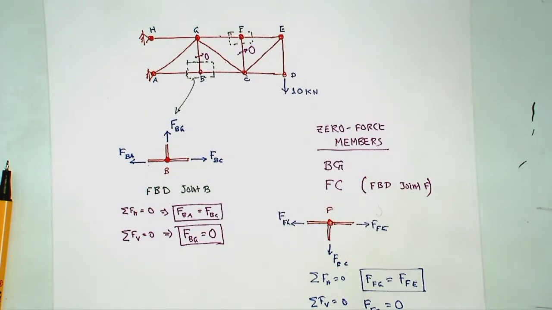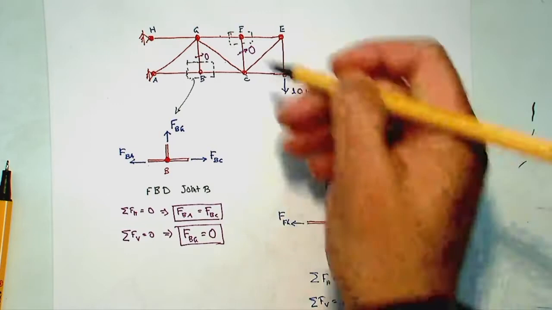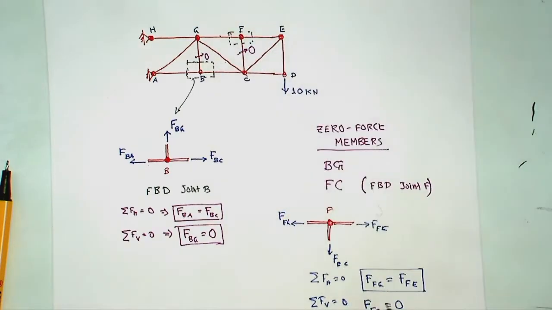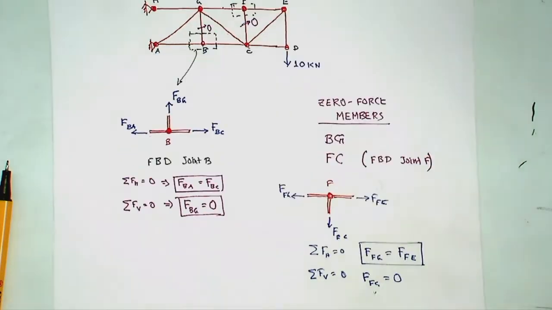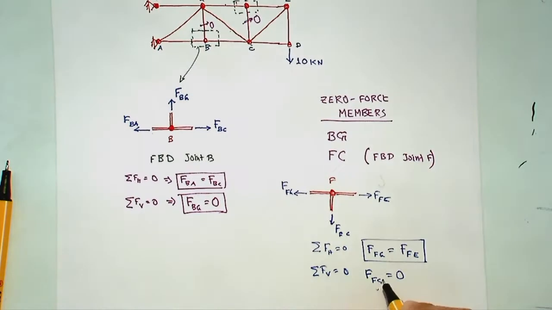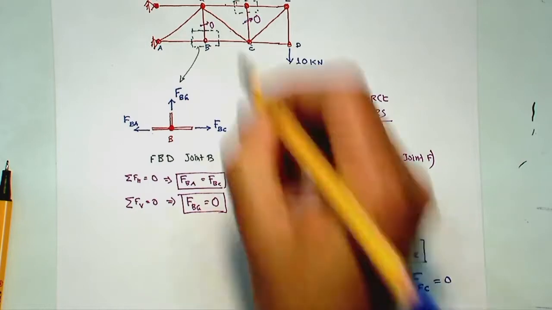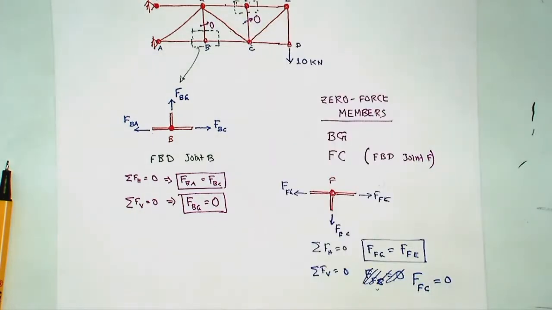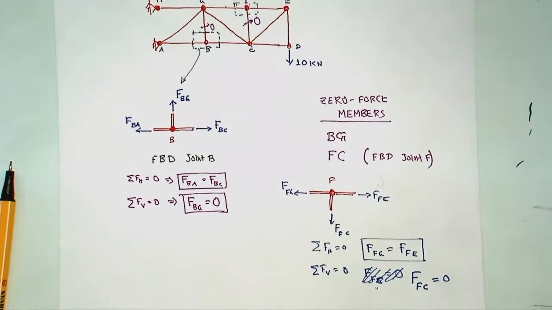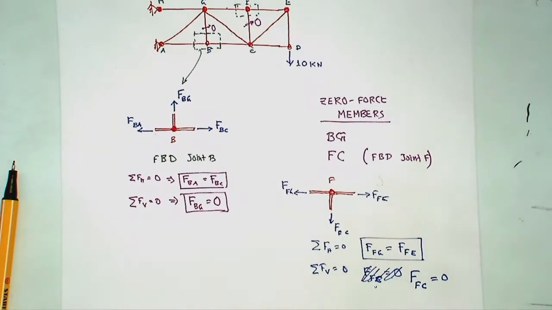So, go on. Why that? Not FG 0, FC 0. Sorry, my handwriting is probably unclear. Sorry. Thank you. So this member is 0. Yeah? Is that okay?